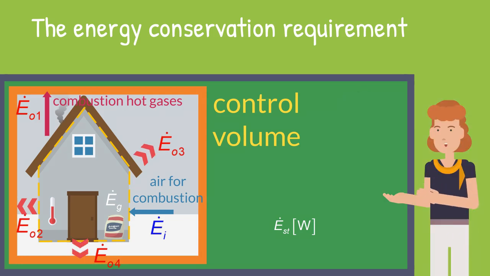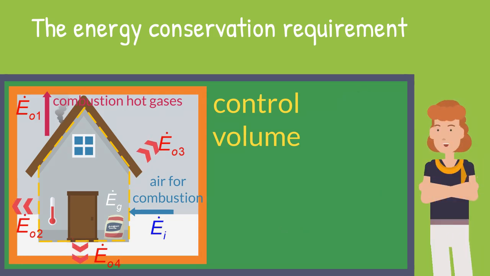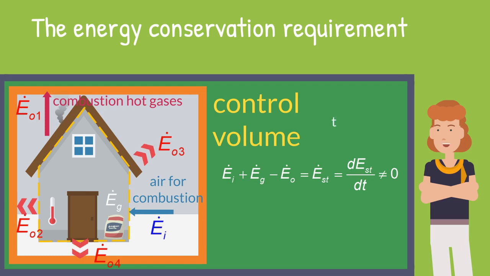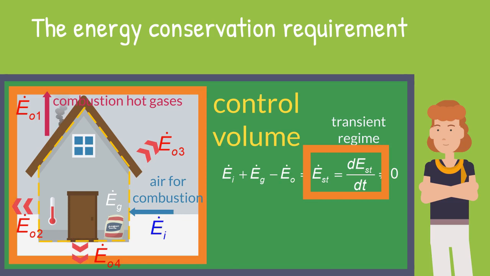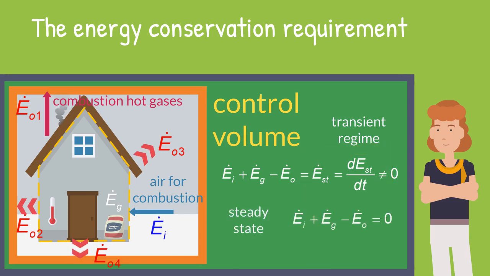In the transient state, the difference between the sum of inputs plus generation minus the outputs can be positive or negative, never zero. This difference is the amount of energy stored inside the control volume per unit time. In the steady state, the stored energy per unit time is zero. This allows defining more accurately the steady state.